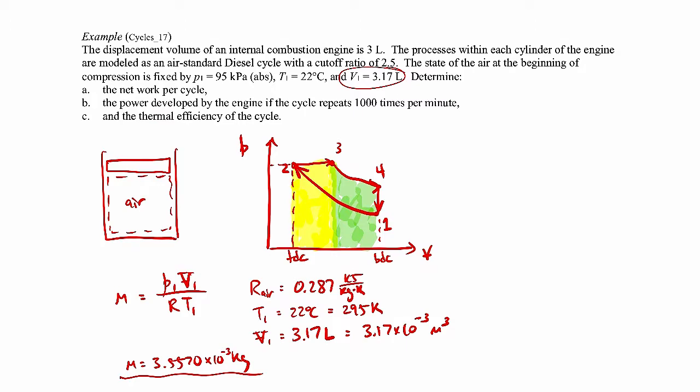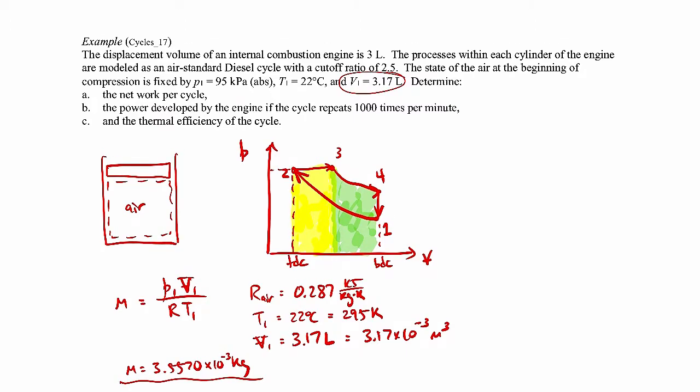One way to do it is to calculate the work in going from 1 to 2. Here work is being done on the air because we're compressing the air. This is a big volume to a small volume, so work is being done on the air. From 2 to 3, that's work being done by the air because we're expanding. That's a constant pressure process from 2 to 3. And then there's work from 3 to 4 during the power stroke. From 4 to 1, there is no work because that's a constant volume process.